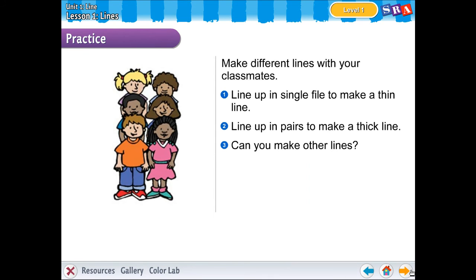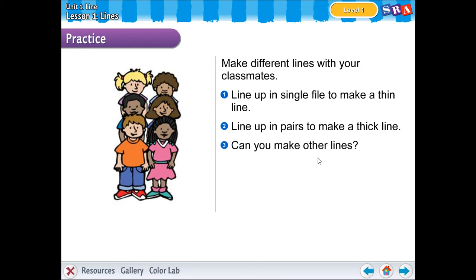So, making different lines with your classmates. When you are at school and you're told to stand in a straight line, like when you're going to lunch or when you're lining up to come to resources or you're lining up to go home, you usually line up in a single file line, which means it makes a very thin line. When you line up side by side or you're not standing in a straight line, it becomes a thick line.